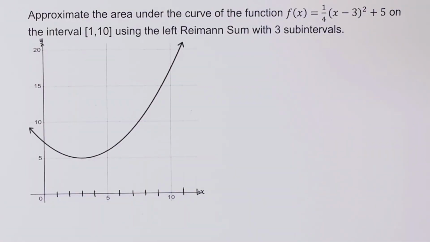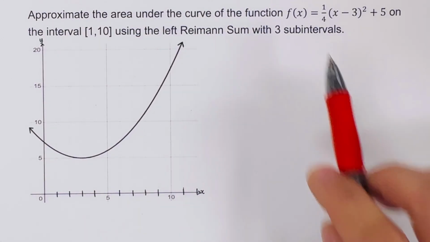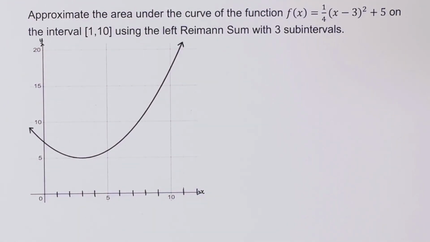Hello everyone. This video will show how to use the left Riemann sum to approximate the area under the curve of a given function over an interval. Now let's go over this example. Approximate the area under the curve of this given function right here on the interval [1, 10] using the left Riemann sum with 3 sub-intervals.